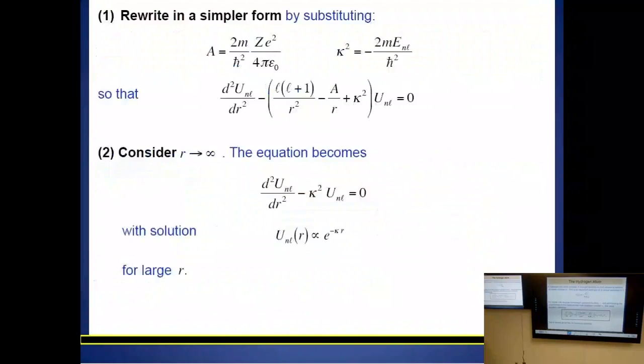A replaces 2m over h bar, z e squared over 4 pi epsilon, and then kappa squared. This is a bit different from the way the book does it. So I'm happy that I have it differently and you can compare. We end up with the same solution. I actually like the book's own as well. So the book's own is good and this one is good too. So rewriting it that way, does it really look plausible? Anybody wants to check? Assignment? Check it. Does it look plausible?